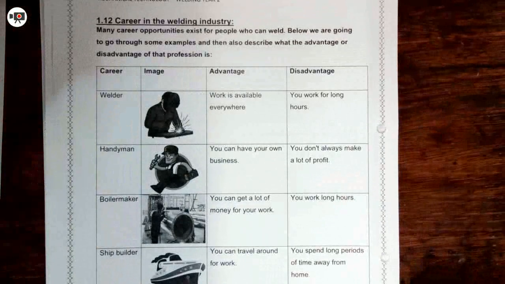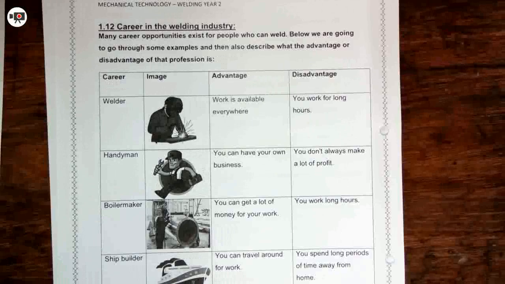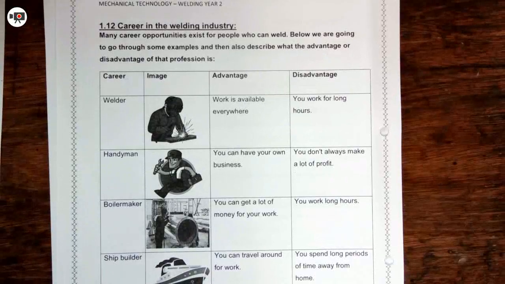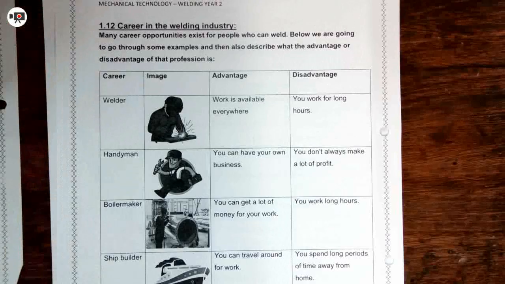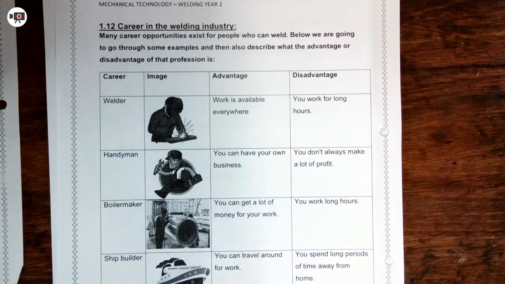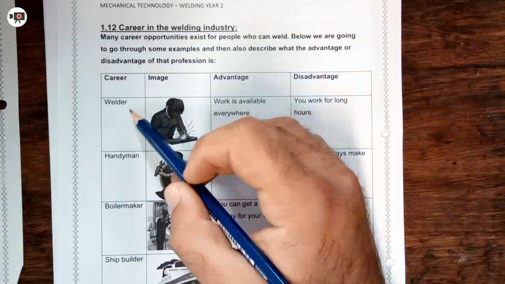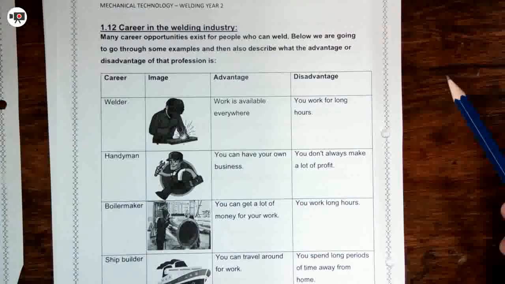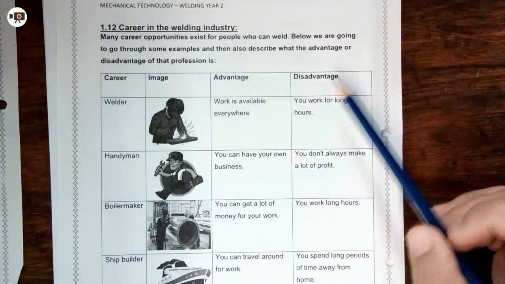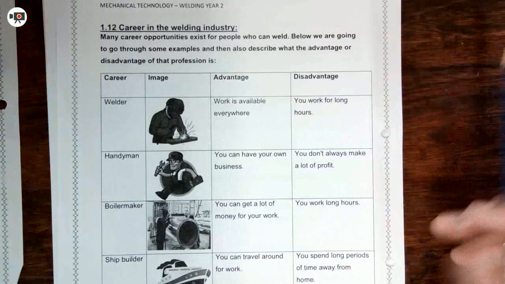Then on page number 7, we have 1.12, careers in the welding industries. We explained what types of careers you can have with a welding background. It's important that you know the 4 different types of examples that we explained in class and what an advantage and a disadvantage is for each of them.